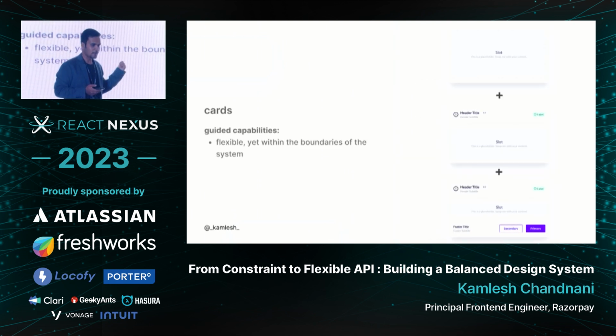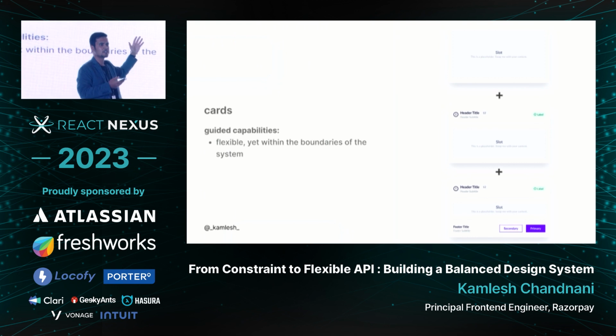So the API, now these are kind of different patterns or permutation combinations that you could create. Again, of course, it would be more just for demo purpose. So the capabilities are flexible, but again within the boundaries of the system.